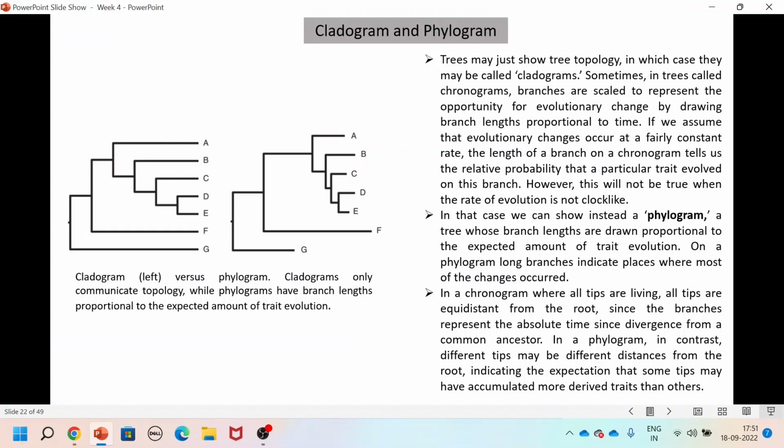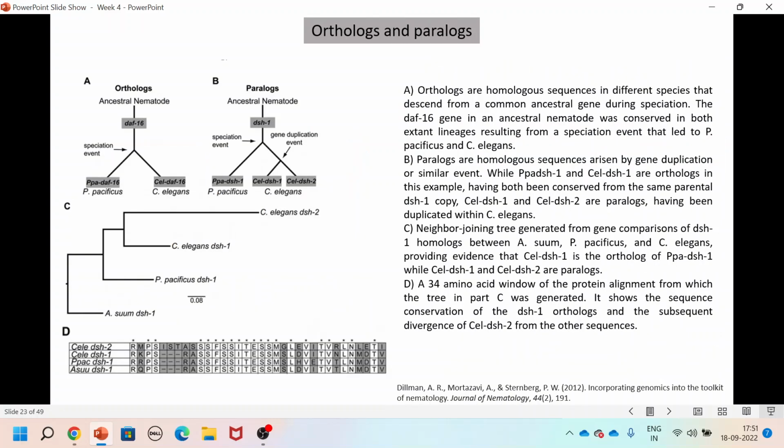Right? Thank you. So basically, this is the slide. There is a concept of orthologs and paralogs. Orthologs and paralogs are genes which have a common ancestor, but during the course of evolution, either by the process of speciation, that is the formation of a new species, or by gene duplication, these different genes have formed which have a different functional role.